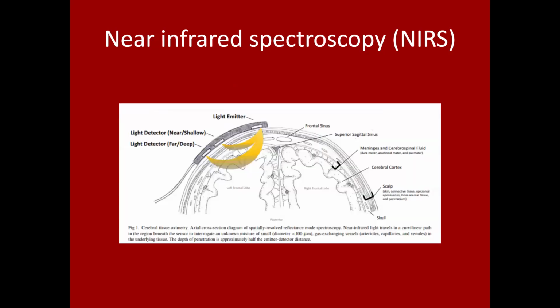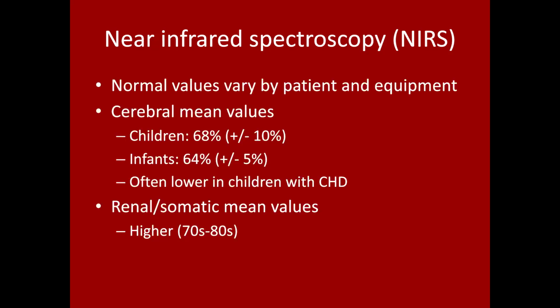So this is just a cartoon demonstrating how a NIRS looks when it's applied to the brain. And this is one major type of near-infrared spectroscopy that we use. You can see there's an LED light emitter and then two photodiodes at different distances from that. And so this light is transmitted and then absorbed when it reflects off of these tissues and these vascular beds. So the burning question is always, what do these numbers mean and how do we interpret them? And so normal values, I will say, do vary by patient and by equipment.